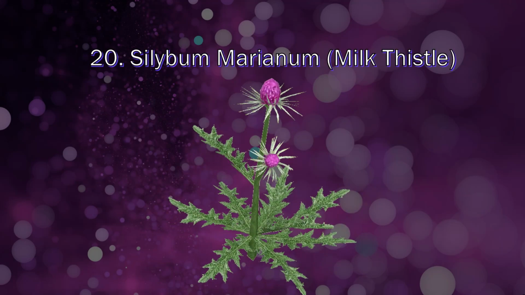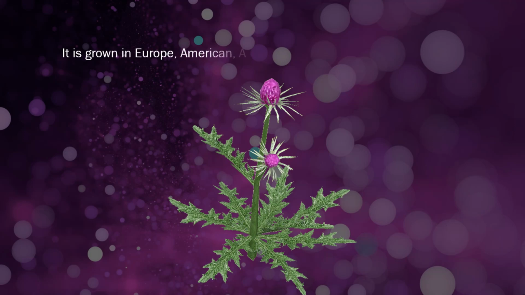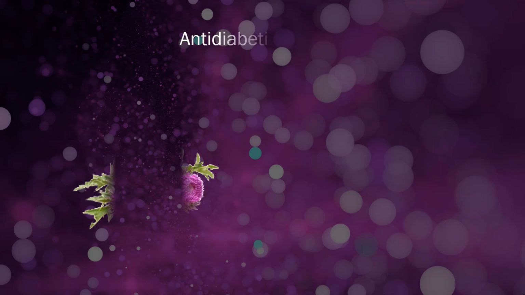20. Silybum marianum, milk thistle. It is grown in Europe, America, Australia, Africa, Egypt, India and China. Anti-diabetic activity.